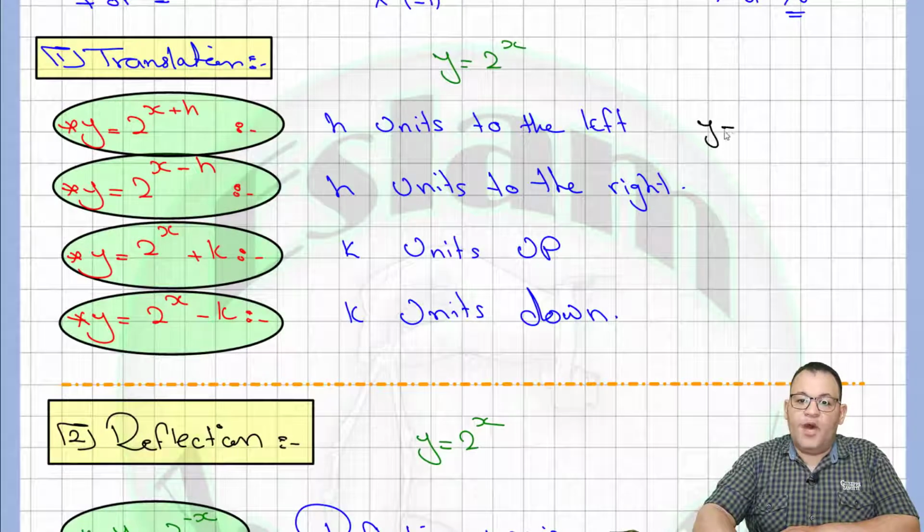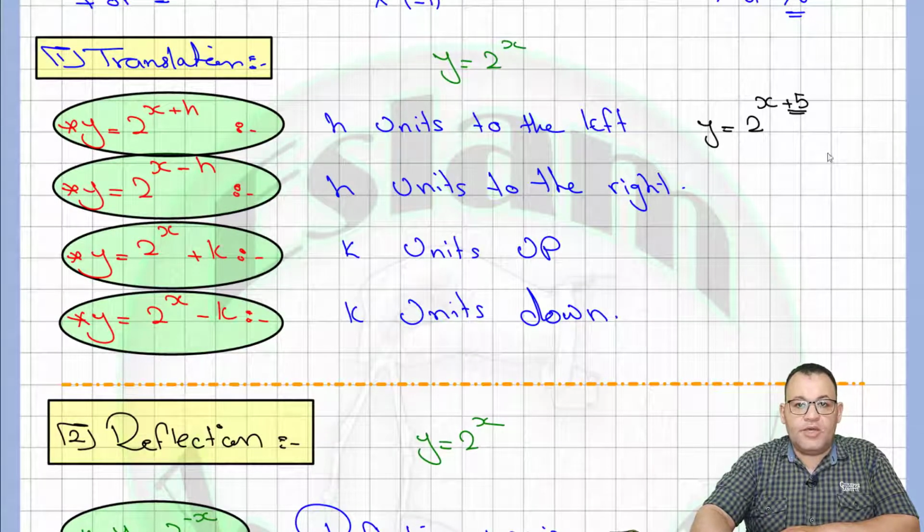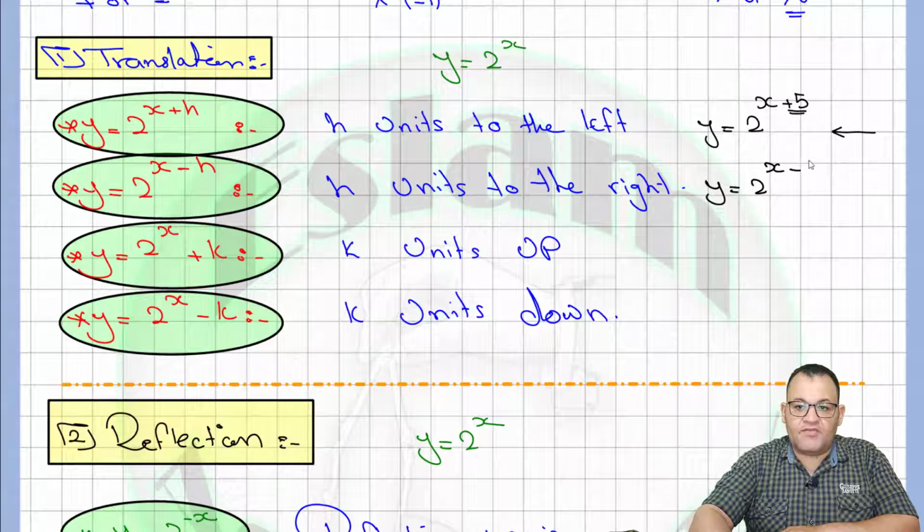For example, if you have y equals 2 to the power x plus 5, now you add a number to x. It means you are moving 5 units to the left. But if we have y equals 2 to the power x minus 5, you subtract a number from x, it means you are moving 5 units to the right.